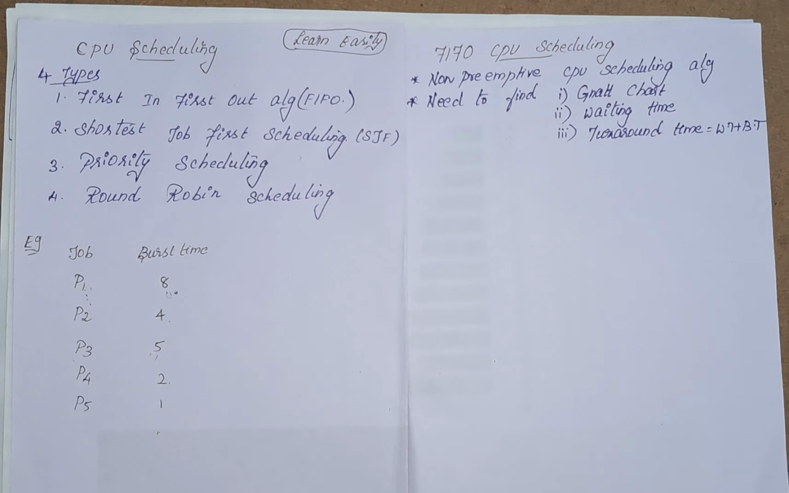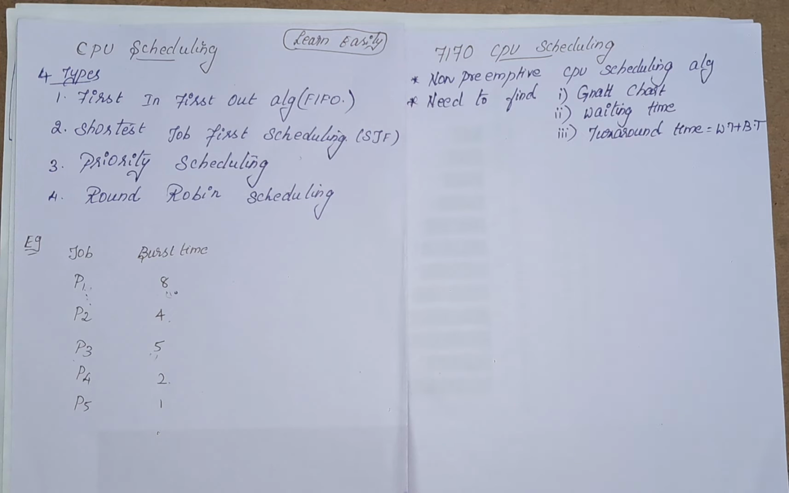The second type is shortest job first. If there are 4 or 5 processes, the one which has the least execution time is taken first for processing. Even if the shortest one is process 5, it will be taken first for execution. The third one is priority scheduling. Here the order of which one has to be executed first, second, third is given, and on that basis only we take them for execution.